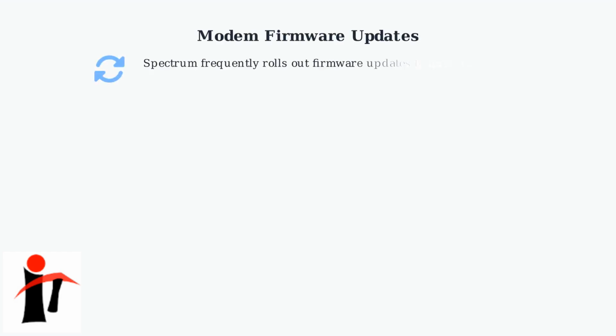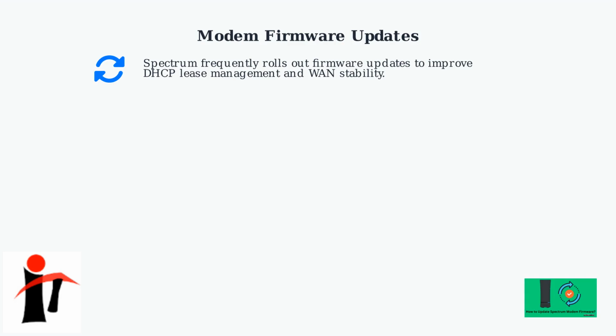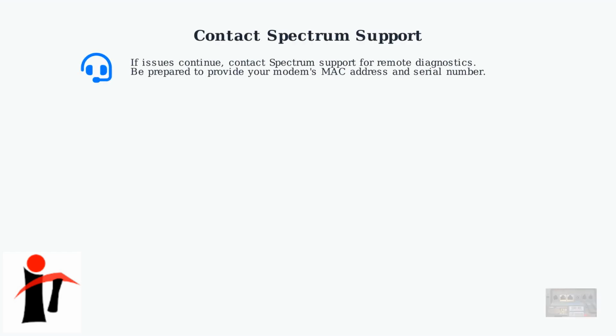Also, check for modem firmware updates, which Spectrum frequently rolls out to improve DHCP lease management and WAN stability. If issues continue, contact Spectrum support for remote diagnostics. Be prepared to provide your modem's MAC address and serial number.